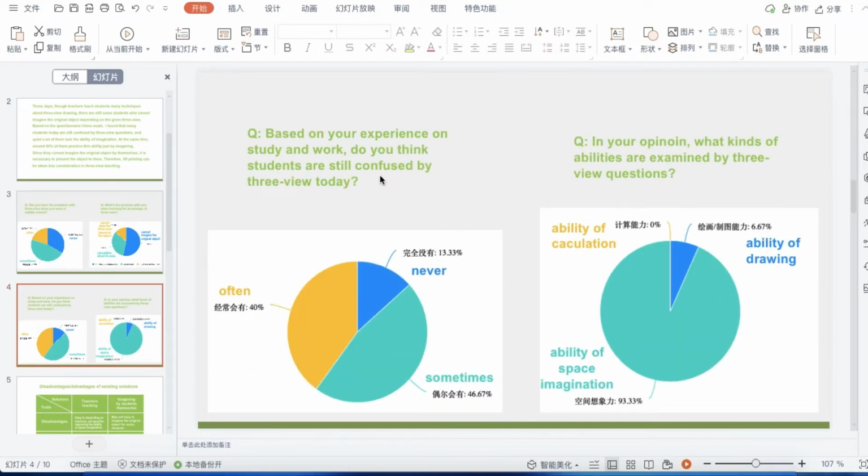The last question, based on your experience in study and work, do you think students are still confused by three-view questions today? We can say around 87% of people thought that the students today are still confused by the three-view questions in middle school. So that's the point we need to deal with. That's the problem we have to solve.